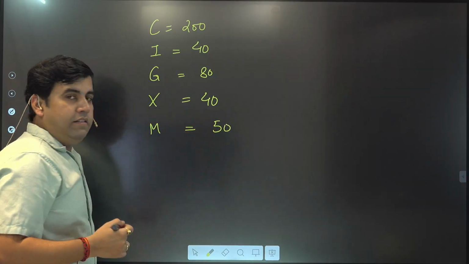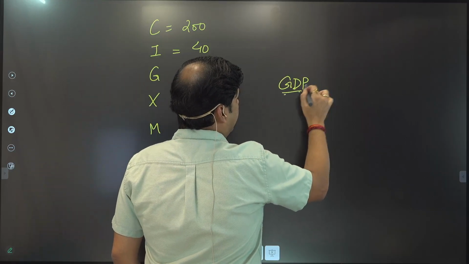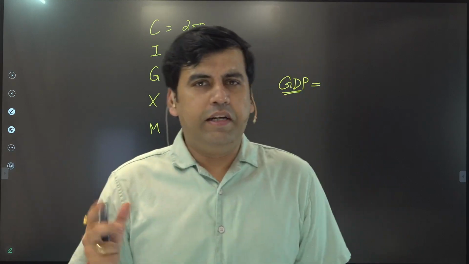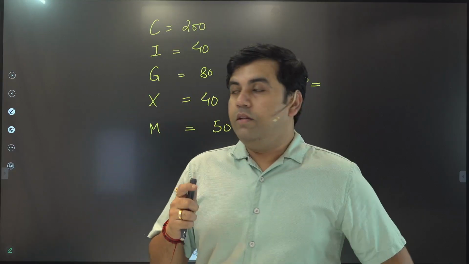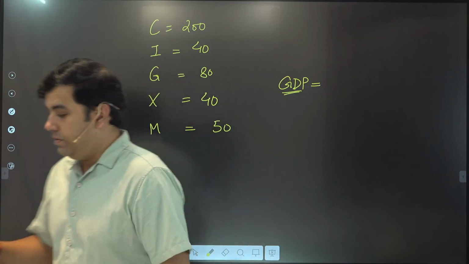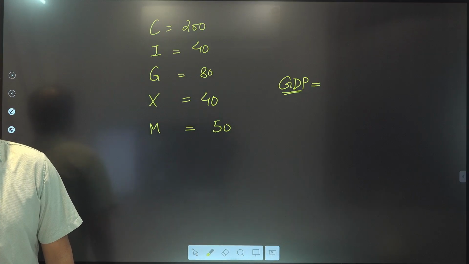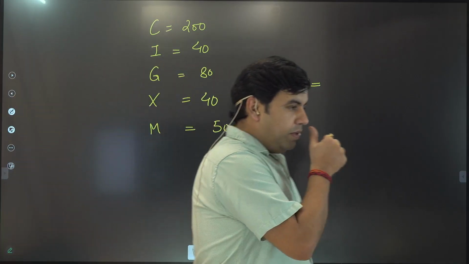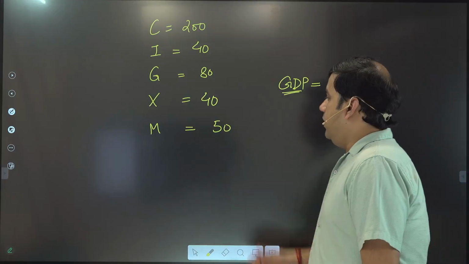What is the GDP, guys? Who can tell me? Please calculate GDP. Let's take this figure in crores. So what is the present GDP? It's very simple, it's not rocket science. It's literally C plus I plus G plus X minus M.